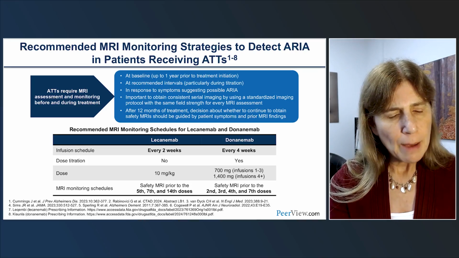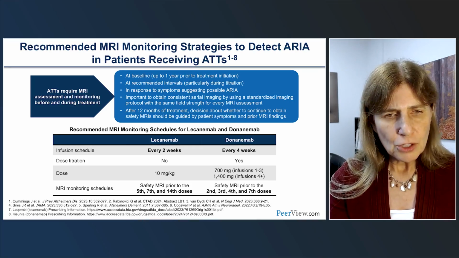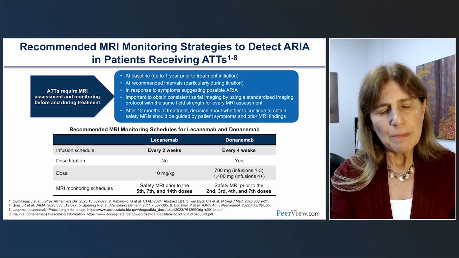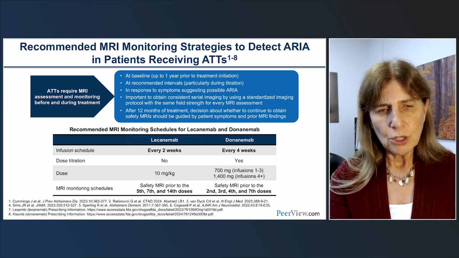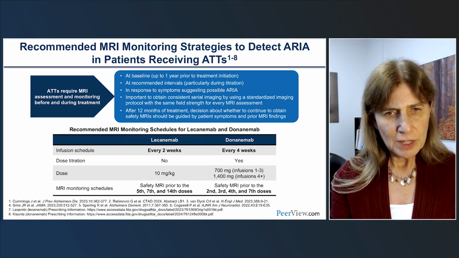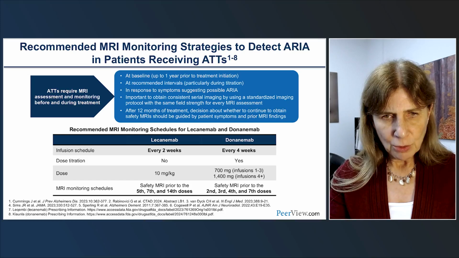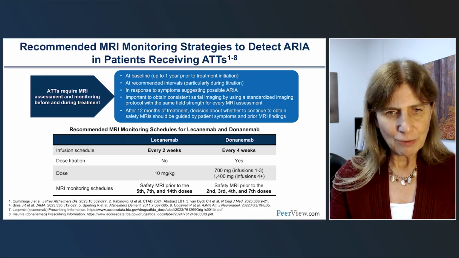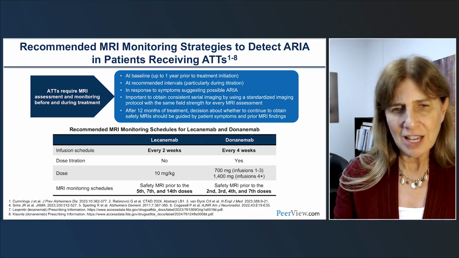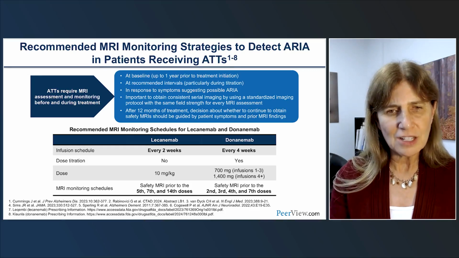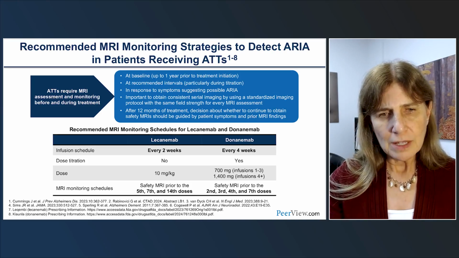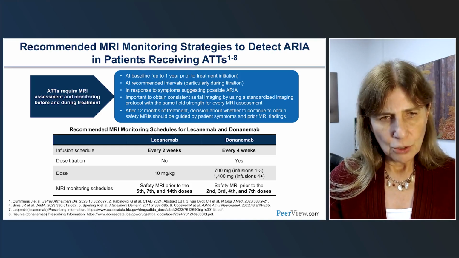With lecanemab, it's important to realize not just that the antibody is given as an intravenous infusion every 2 weeks, but that with the very first dose, you are at the target dose of 10 milligrams per kilogram, whereas with donanemab, it's less frequent intravenous infusions every 4 weeks, more convenient, but you are titrating, so it's going to take you 3 to 4 months to get to the target dose. And ARIA rates increase with increase in dose.